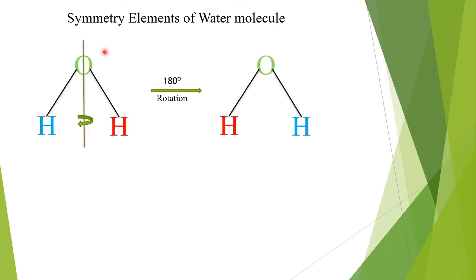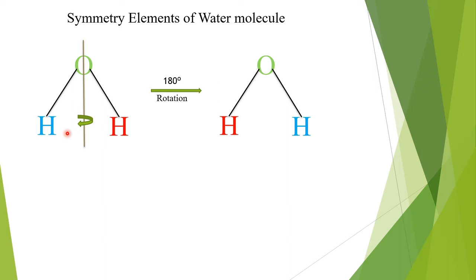The next symmetry element is the axis of rotation. And how will you define this axis? It's an imaginary axis passing through oxygen, bisecting the angle formed by the two hydrogens. And rotation through this axis by 180 degrees will give us a similar appearance. Here also the hydrogens have been colored so that you can identify what has been done here. It's being rotated in the clockwise direction.